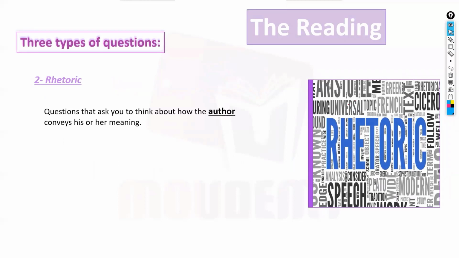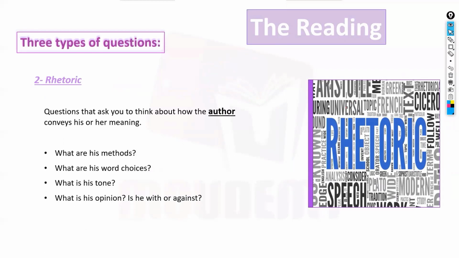The second type of question is rhetoric. These are questions that ask you to think about how the author conveys his or her meaning. So the first type of question is related to the passage itself, the ideas, the summaries, the vocab in the passage, and so on. But the second type is related to the author. For example, what are his methods? What are the methods used in this passage? How did he convey his information? What are his word choices?